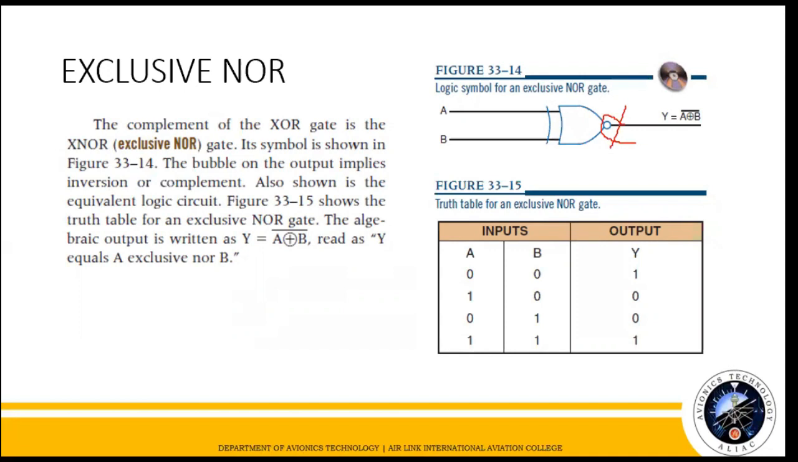Yan. So, kung makikita nyo naman, pag input niya ay both 0, ang output niya ay 1. And then pag input niya ay 1 sa A, ang input niya ay 0 sa B, 0, and vice versa. And then pag both inputs ay 1, output niya ay 1.